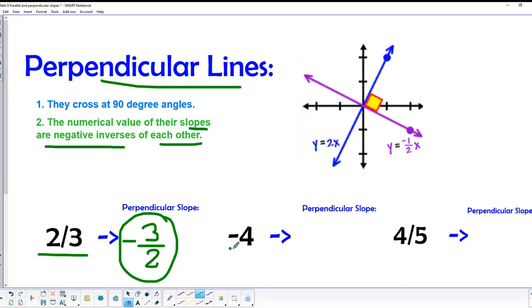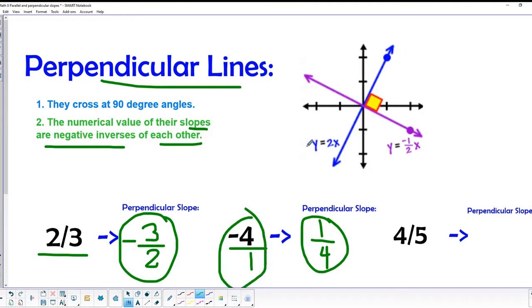Well, how about a slope of negative 4 over 1? Well, flip it upside down, 1 over 4. And instead of negative 4, it's got to be the opposite, the negative of negative 4, which makes it a positive 4. So a positive 1/4 slope would be perpendicular to this slope. And then for 4/5, flip it upside down to get the inverse, so that would be 5/4. And if it's a positive here, and we make it the opposite of that, or the negative of that, it becomes negative 5/4. So that's the perpendicular slope to the first one.